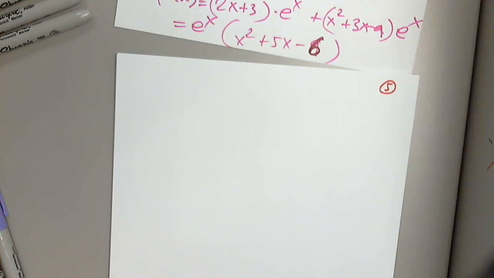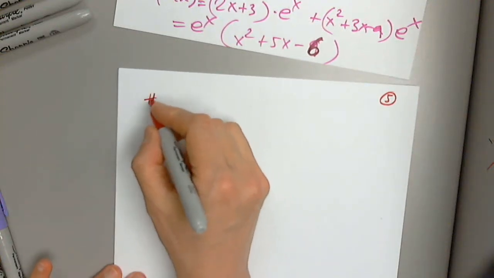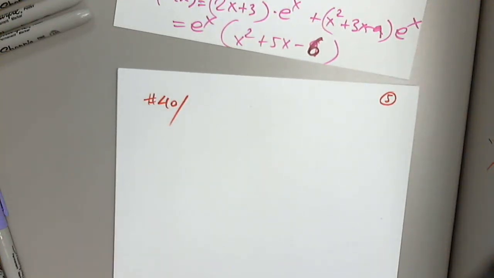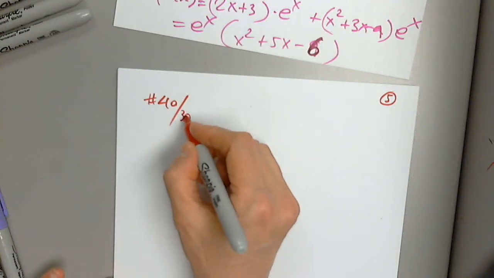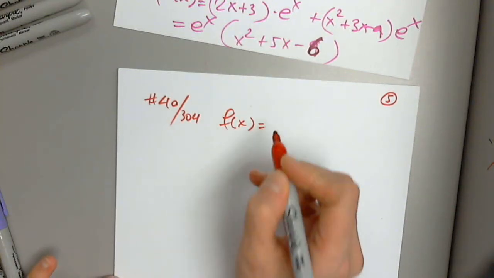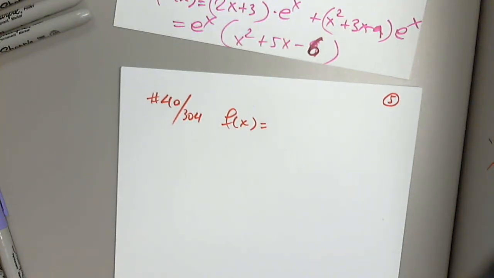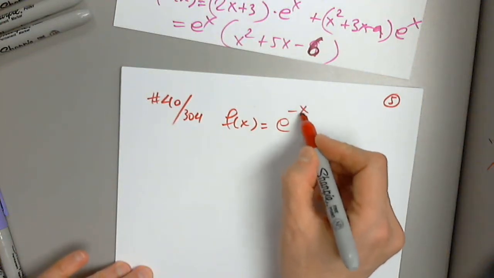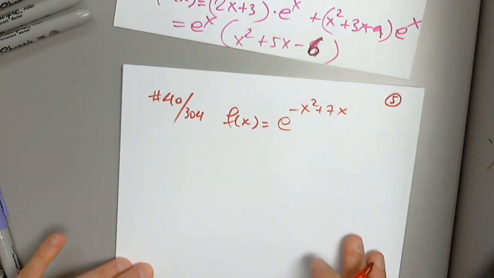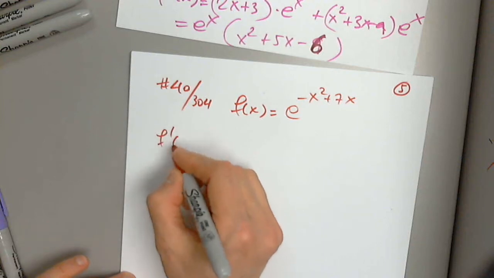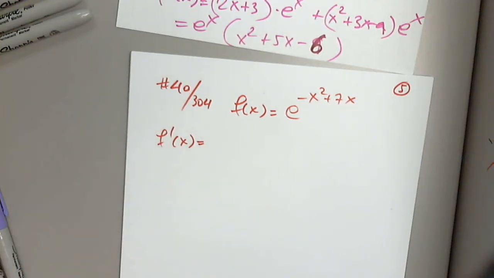So let's look at 40. On the same page, 304. We have f of x equals e to negative x squared plus 7x. We're asked to find f prime of x. This is not plain x. It's not e to the x. It's e raised to a function. The function is negative x squared plus 7x. Any suggestions?